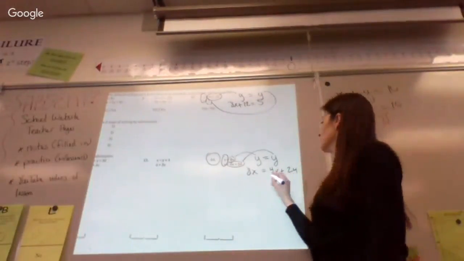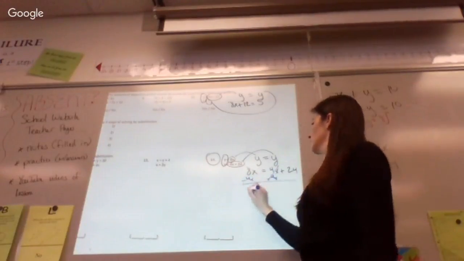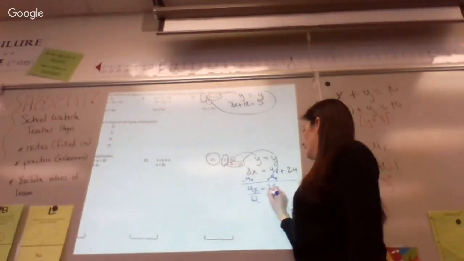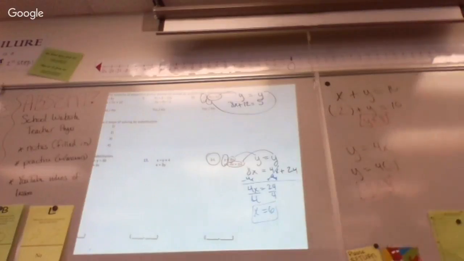All right. Subtract 4x from both sides. Divide by 4. Oh, you should have x equals 6, not x equals 8. That'll make a difference.